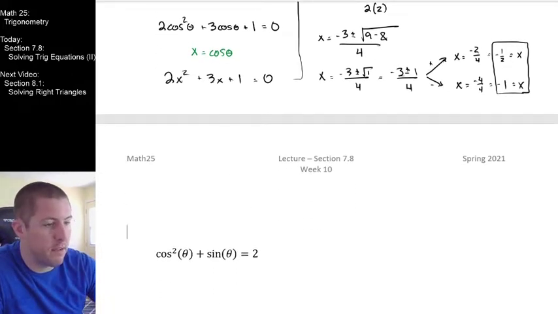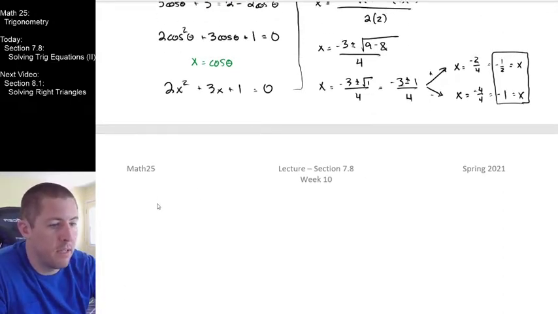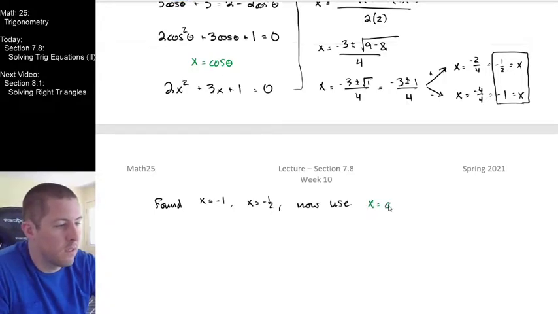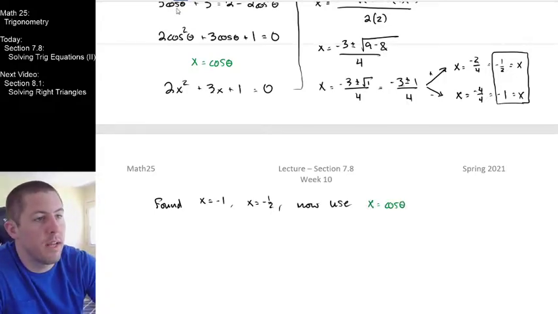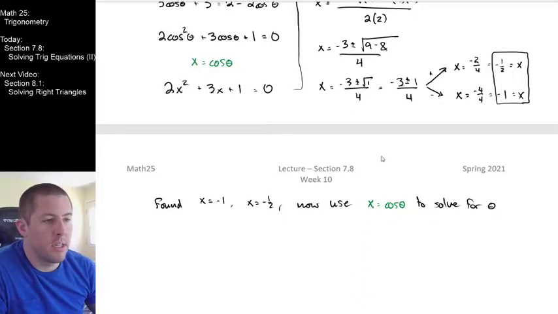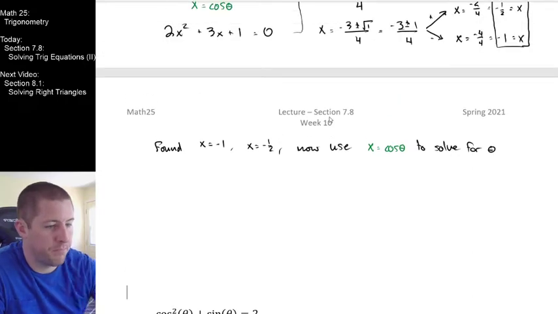All right? Let me get myself a little more room here, and we will now combine these statements here. So we found x equals negative 1, x equals negative 1/2. Now use x equals cos theta to solve for theta. All right, and again, we're just going to state our general solutions here, I think is what I said. State the general solutions in terms of k for each.